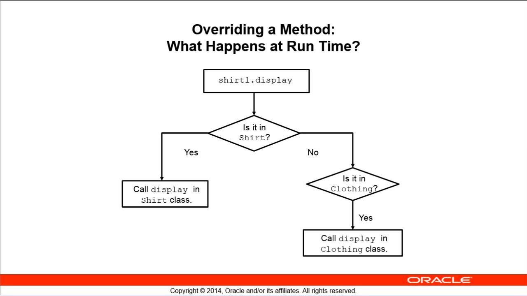The Java VM then looks for display in the shirt class. If it's implemented in shirt, it calls the display in the shirt class. If it's not implemented in shirt, it looks for a parent class for shirt. If there is a parent class, clothing in this case, it looks for display in that class. If it's implemented in clothing, it calls display in clothing. If it's not implemented in clothing, it looks for a parent class for clothing, and so on.